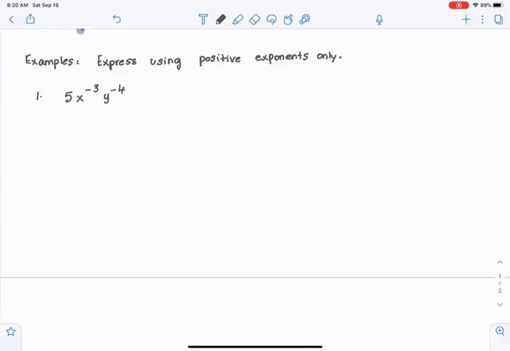5x raised negative 3 times y raised negative 4. 5 is a constant, so I can leave it as is. I can rewrite this as x raised negative 3 over 1, y raised negative 4 over 1. Mind you, I'm doing this extra step so that you can understand. Once you have good practice, you don't have to do this intermediate step. It'll come natural to you.